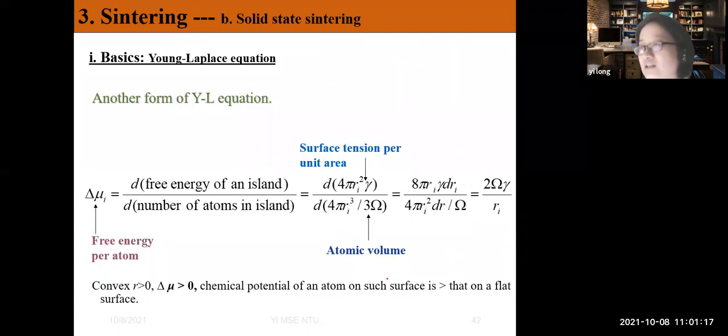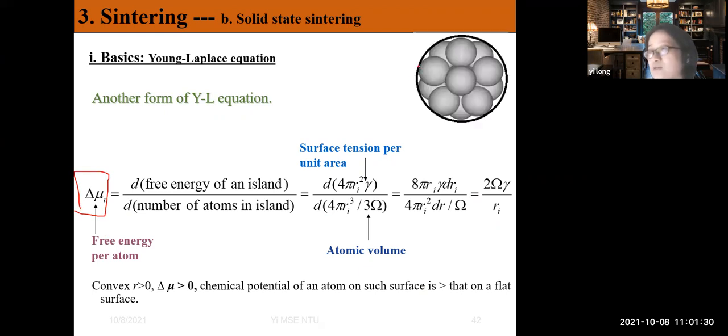There's another way, a more scientifically proven way. This is more often written in the textbook. There's another way to understand this, which is delta mu, the free energy per atom. So what is this free energy per atom? For example, this is a particle, and the particle has a lot of atoms inside, correct?